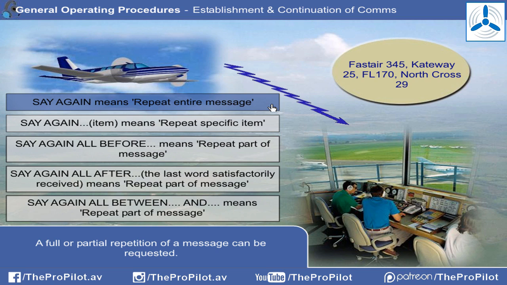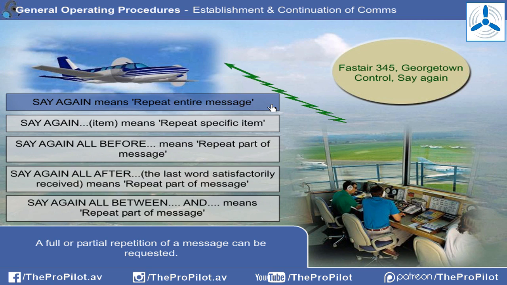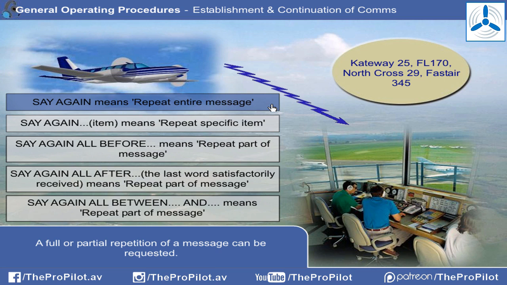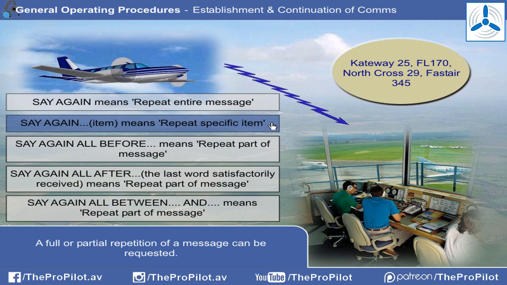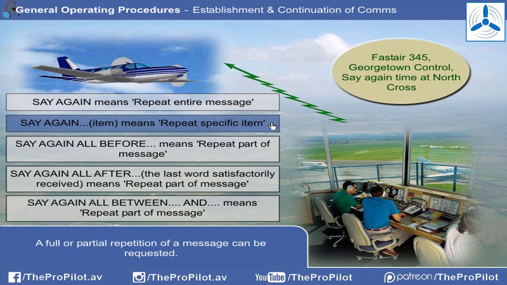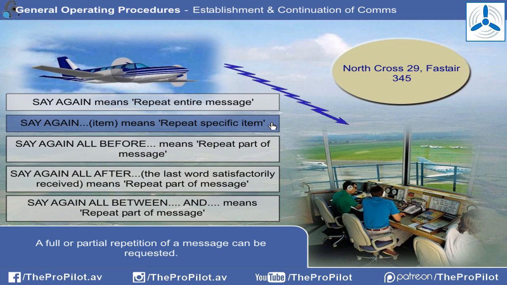Fast Air 345, Gateway 25, flight level 170, North Cross 29er. Fast Air 345. Georgetown Control. Say again. Gateway 25, flight level 170, North Cross 29er. Fast Air 345. Fast Air 345, Gateway 25, flight level 170, North Cross 29er. Fast Air 345. Georgetown Control. Say again, time at North Cross. North Cross 29er. Fast Air 345.